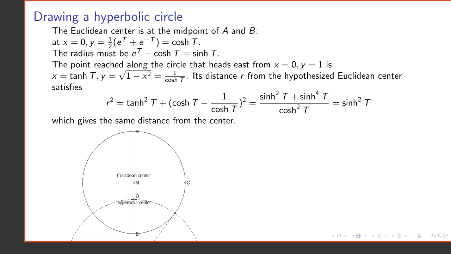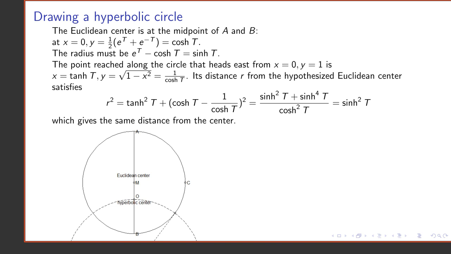Suppose the messenger heads off in an easterly direction and swings around to reach the coastline. Well, after traveling for time t, the messenger will be at a point whose x-coordinate is the hyperbolic tangent, whose y-coordinate is the hyperbolic secant, and if I calculate the distance r from the point that I've labeled M in the diagram, I get difference in x-coordinates squared plus difference in y-coordinates squared.